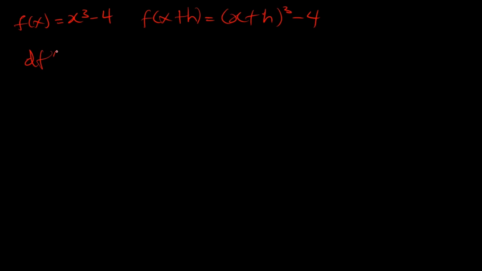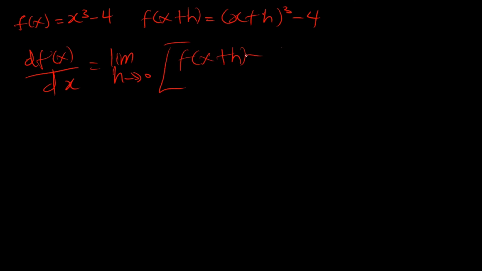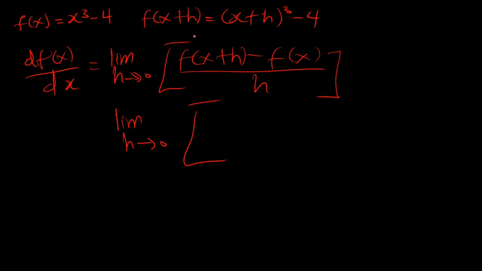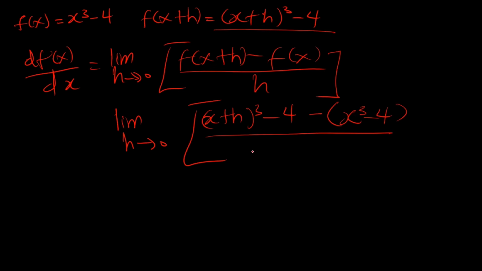So f prime of x equals the limit as h approaches 0. Okay, so substitute what we have over there. This is our f of x plus h. Put it here: (x plus h) all cubed minus 4, minus f of x, which is x cubed minus 4, all over h.